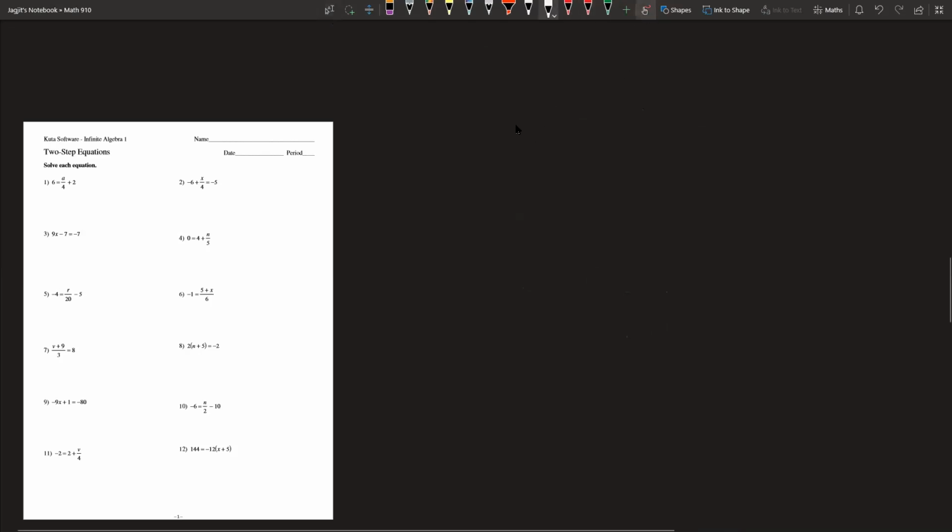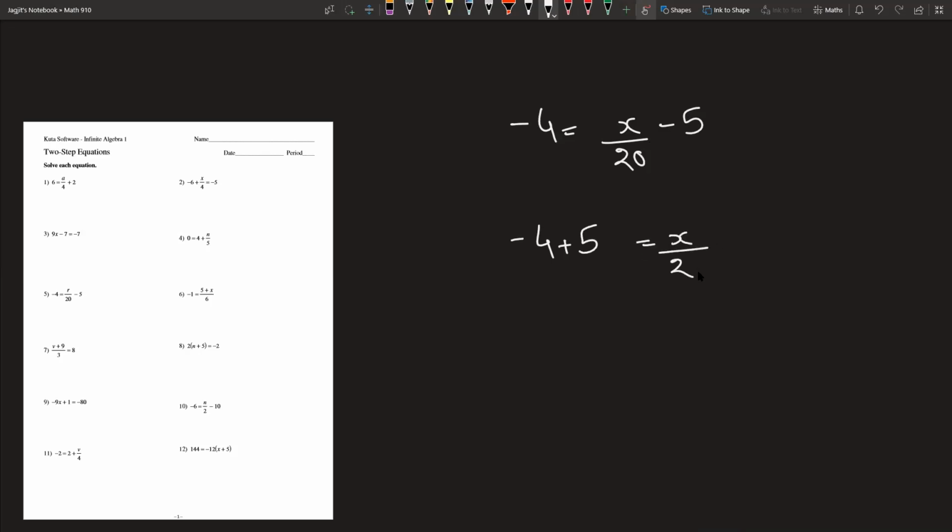All right, then we have -4 is equal to x over 20 minus 5. So I'm trying to solve for x, guys. First thing, you get rid of this -5. When it goes to the other side, -5 will become +5. Now what's -4 plus 5? That's 1. And that is equal to x over 20.